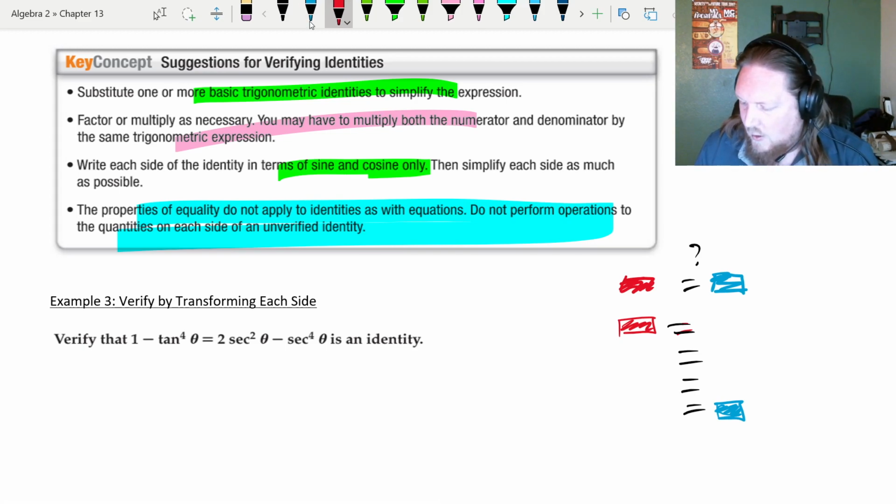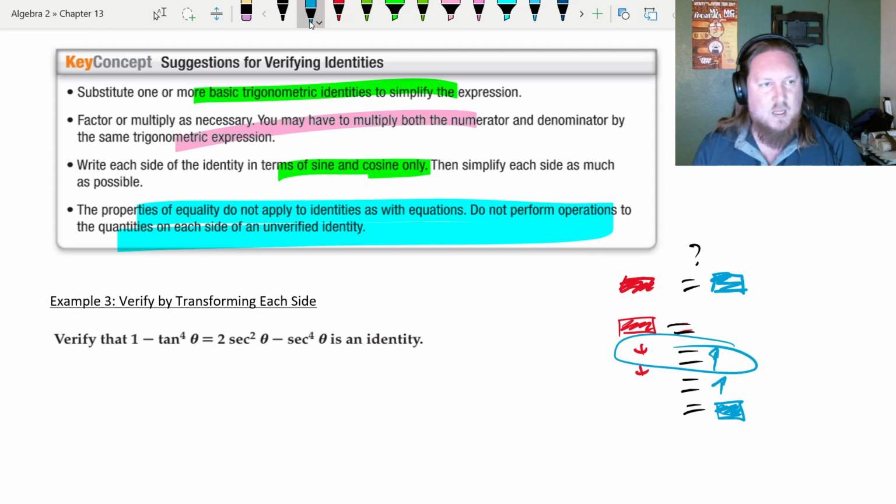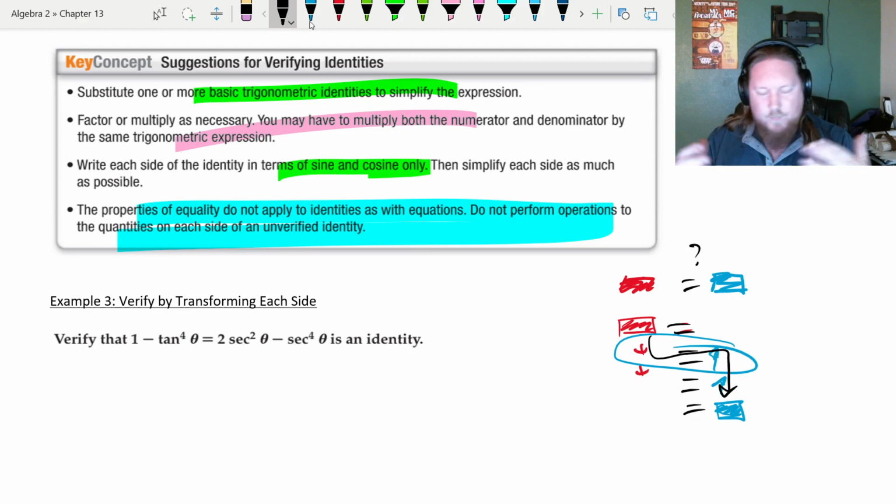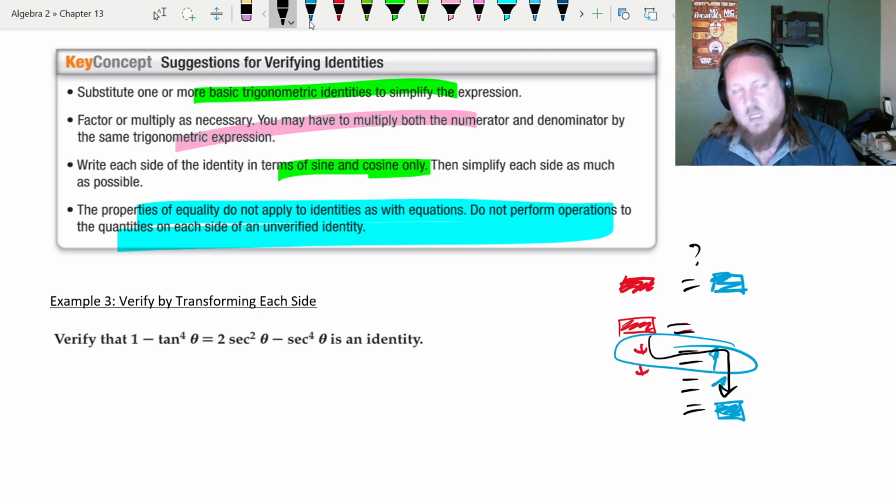Like I might do a couple steps down here with the red and not really know where I'm going, and then do a couple steps up with the blue and then realize, oh wait a second, I got the same thing in this region right there. So now I know my path is this way. There's a little bit of flexibility to this one, but you have to remember that you don't know they're true until you've shown that they're true.